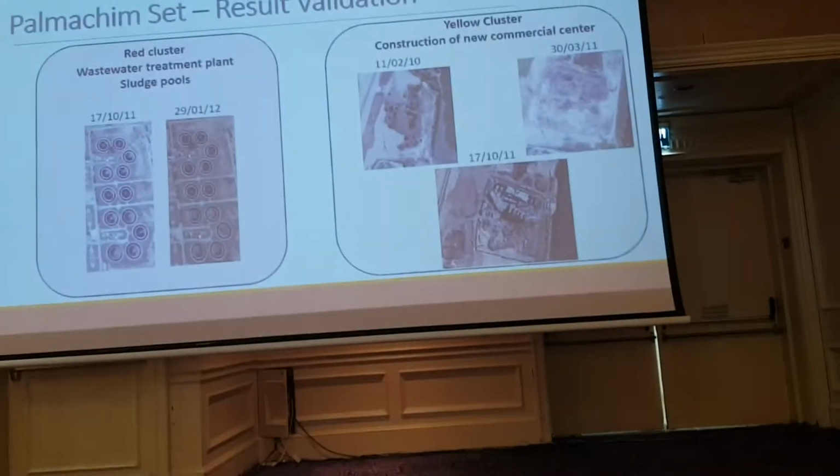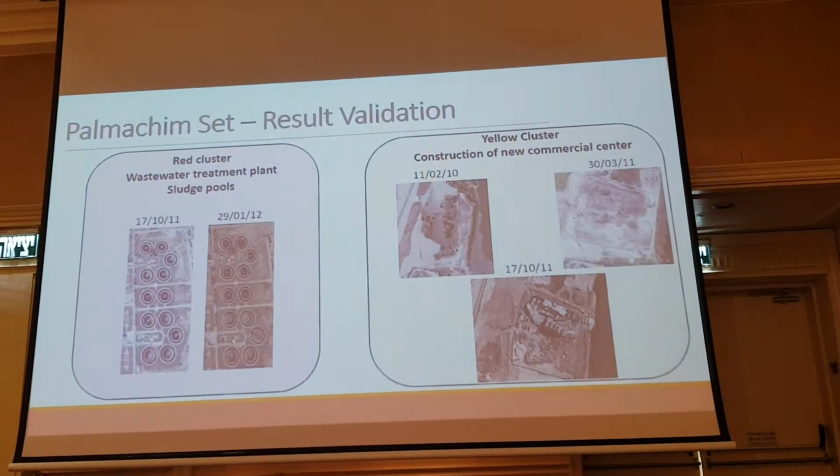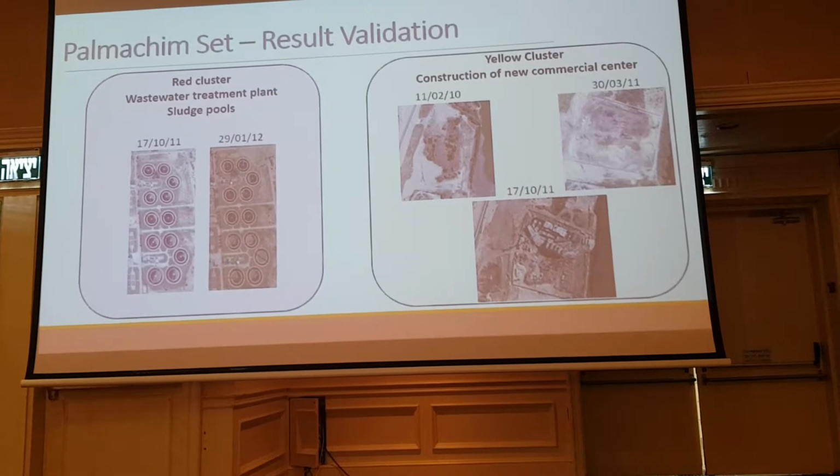So this is a Google Earth image with the places that we found. This is the yellow cluster, this is the red cluster. So now I will explain what we are seeing. The red cluster is sludge ponds of the Tel Aviv region wastewater treatment plant.